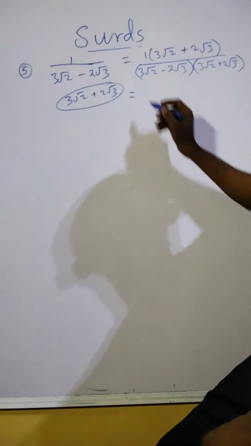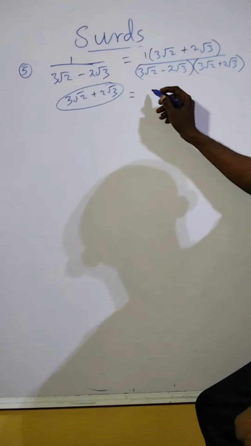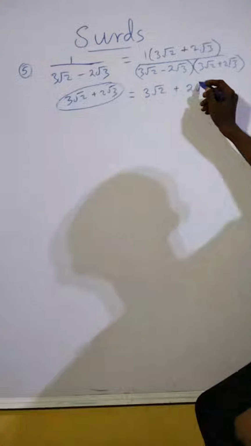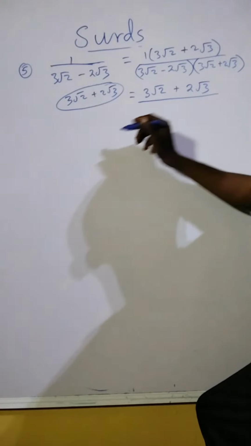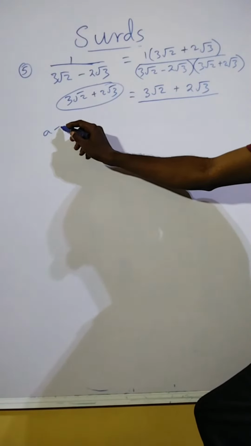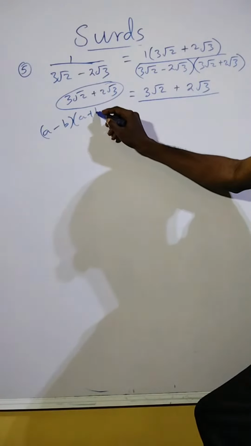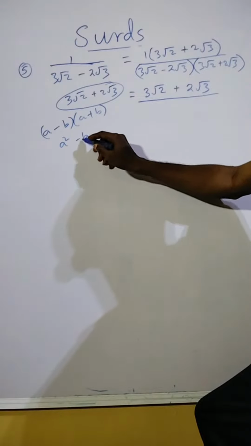Then when we solve this further, one opens this bracket here, we still have the same thing as 3 root 2 plus 2 root 3, divided by, this also follows when we have a plus b into brackets, open brackets, a minus b. Here we can express it as a square minus b square.